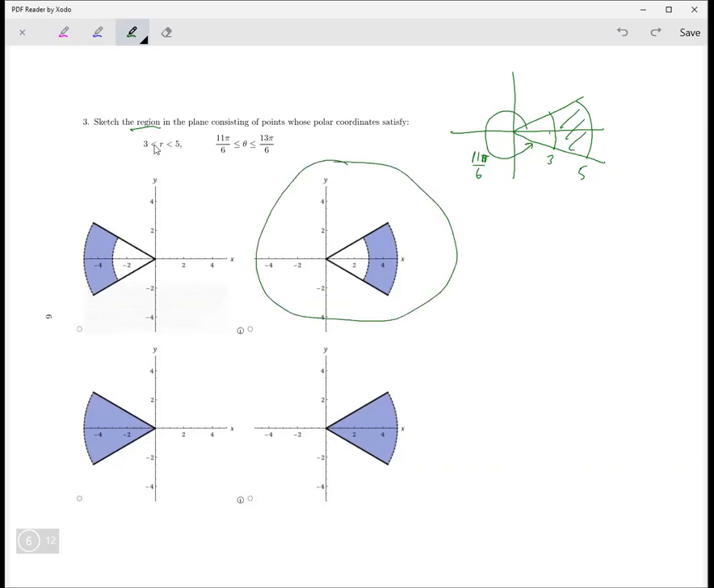Okay, so notice that this is dotted. That's why you have these dotted lines here and there. And these are solid. That's why you have this right here. So the dotted, that's because of this, and solid. And then r goes from 3 to 5. There's 3, there's 5. And then the angle is 11 pi over 6 to 13 pi over 6. So this will be the second question.